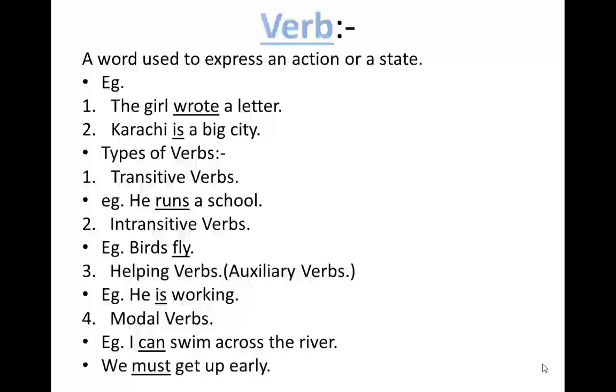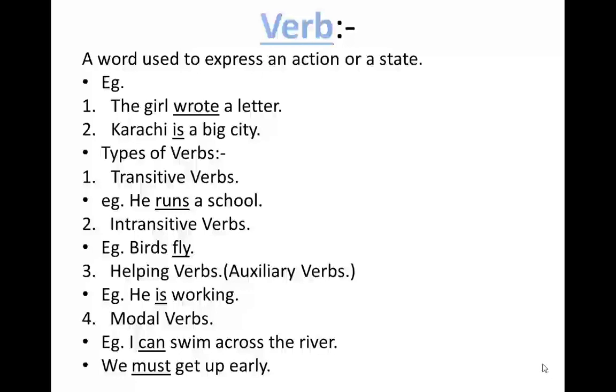For example, here he runs a school becomes a school is run by him. Is it clear? He runs a school. He is a subject, a school is an object, and runs is an action. And whenever a sentence has a complete subject, verb, and object, all these three things, they are called transitive verbs.